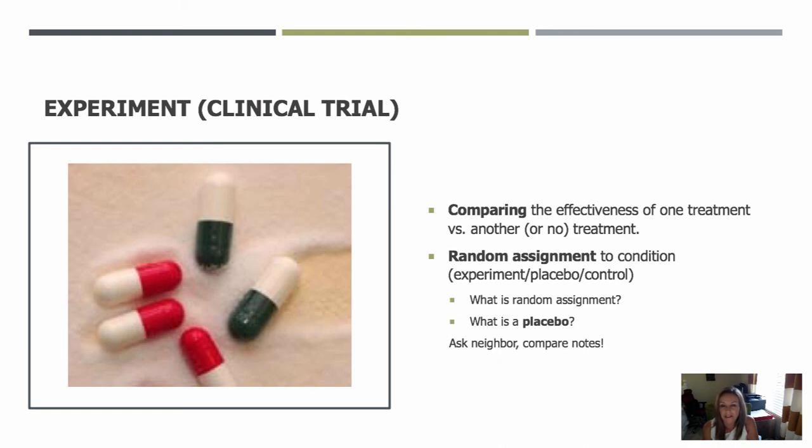Next, an experimental study or a clinical trial, the gold standard. Okay, that is when you compare the efficacy of one treatment versus another, or no treatment at all. What is the group that receives no treatment called? That's the control group, right? Yes. So you want to see if the treatment does better than the control after a period of time.